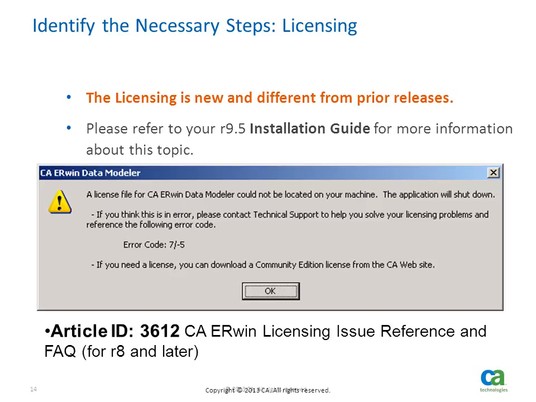This screenshot is a fairly common error message that we see in support, and Article 3612 ERwin licensing issue reference and frequently asked questions helps with this type of situation and others. So another good article for the licensing is 3612.